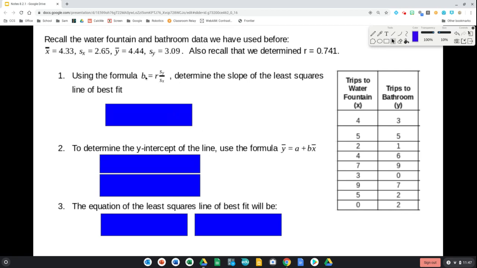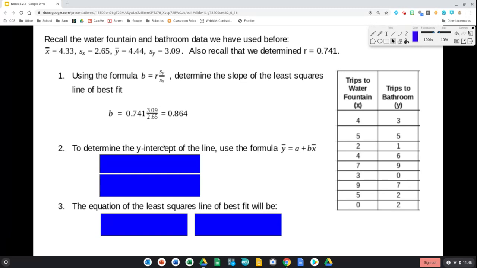So we're going to use this formula to find the slope of the least squares equation. For r, we're going to substitute in 0.741. The standard deviation of y is 3.09. The standard deviation of our x values is 2.65. Go ahead and substitute that in and find your value for the slope. Hopefully what you did is put 0.741 times 3.09 divided by 2.65 into your calculator, and you get 0.864.